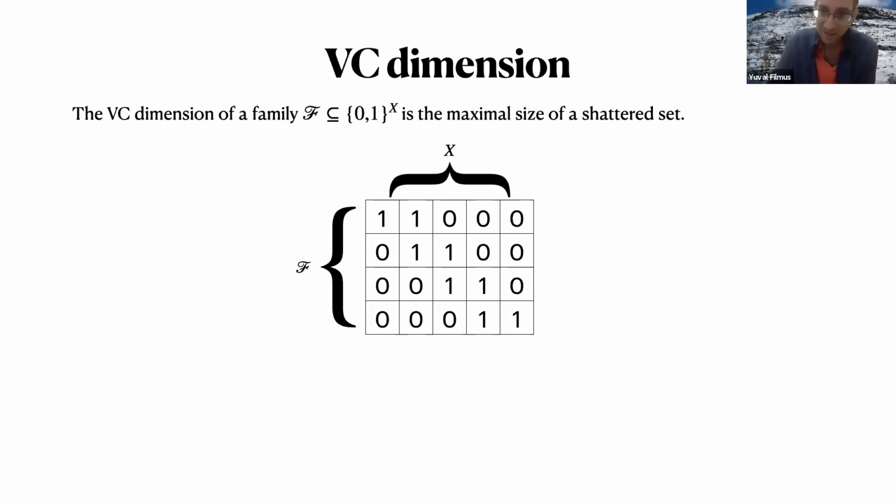Okay, and what is a shattered set? So here's an example. It's a subset of X where, if you go across the family F, then you see all possible patterns. Okay, so if your set is of size D, then you need to see all 2 to the D possible patterns. Okay, so this is the VC dimension of a family of sets. It's the maximal size of a set which is shattered. So in this case, the VC dimension is 2. No set of size 3 is shattered because in order to shatter a set of size 3, you need to have in particular at least 8 elements. Okay, so this is an example of a family with VC dimension 2.